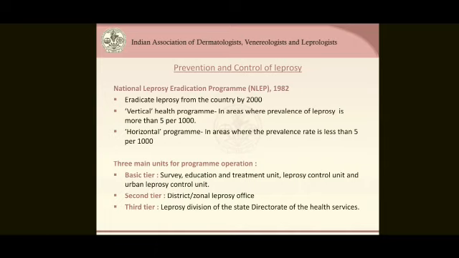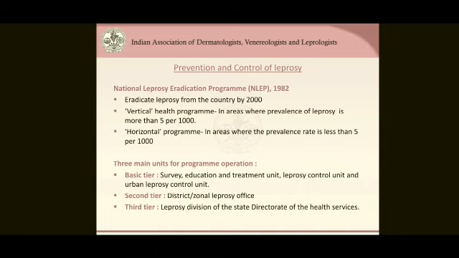Prevention and control of leprosy. The National Leprosy Eradication Program can come as a short note for you. It started in 1982, with the aim of eradication of leprosy from the country by 2000. Vertical health programs are in areas where the prevalence of leprosy is more than 5 per thousand. Horizontal programs are where the prevalence rate is less than 5 per thousand.